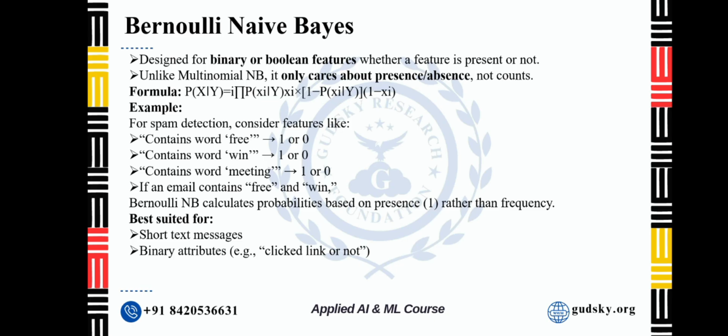Example: if an email contains free and win, Bernoulli naive Bayes calculates how likely these two words are to appear in spam emails, regardless of how many times they occur. So it's ideal for short text messages and binary attributes, yes or no type features. Think of Bernoulli naive Bayes as saying, I don't care how often the words show up, I just want to know if it's there or not. This makes it perfect for datasets like spam filtering or sentiment classification on short reviews.